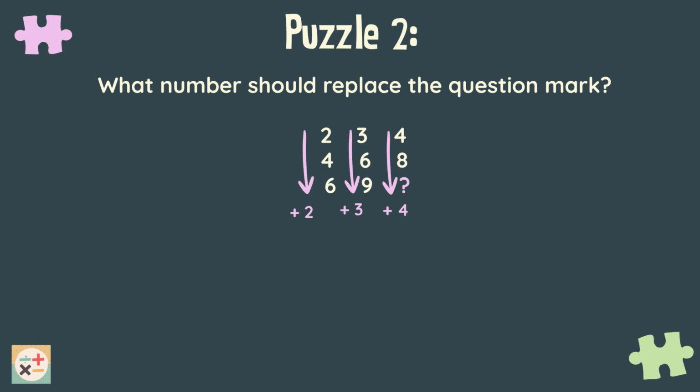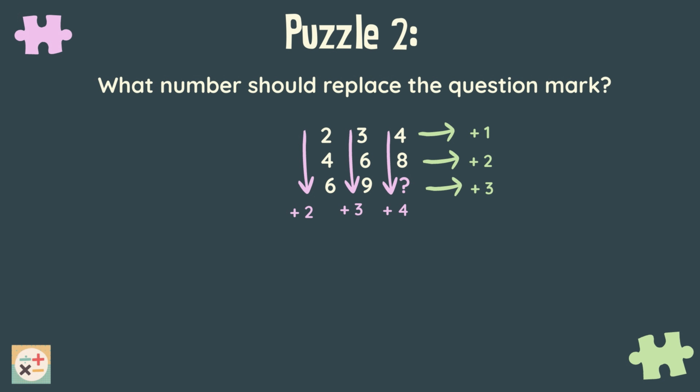Now let's also check if there is a pattern with the rows. As you can see, for the first row, the numbers increase by 1 each time, from left to right. The second row increases by 2 each time. And the third by 3.